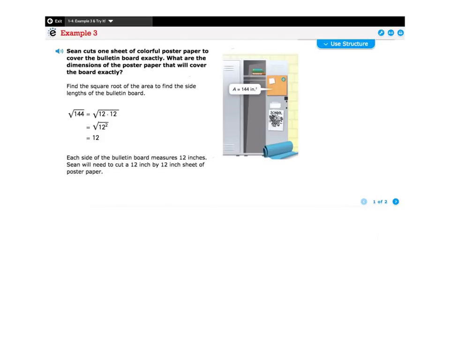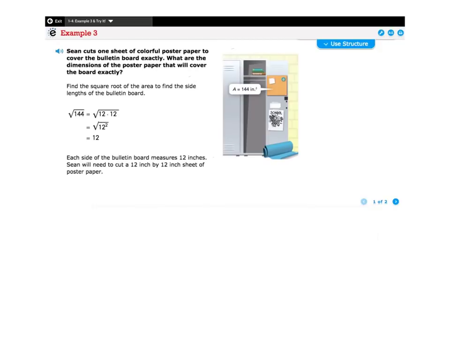Okay. Anybody know why Sean is using the square root of 144 to figure this out instead of the cube root of 144? Like, why did we pick the square root? Well, remember, Sean's finding the area of the square bulletin board, right? He's finding area, not volume. Area says one side times another side, right? It's not volume like we saw with the birdhouse problem. That's why we're using square root.